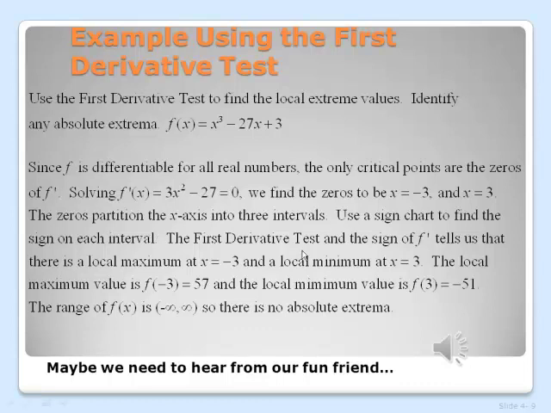So we're going to make a sign chart to use the sign on each interval. The first derivative test and the sign of f prime tell us that there is a local max at negative 3 and a local min at 3. The local maximum value is 57 and the local min is negative 51. We don't have to test endpoints in this case because our domain is all real numbers. The range is also all real numbers, so there's not any absolute extrema in this case.